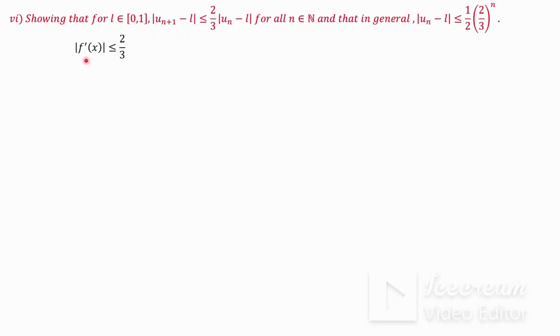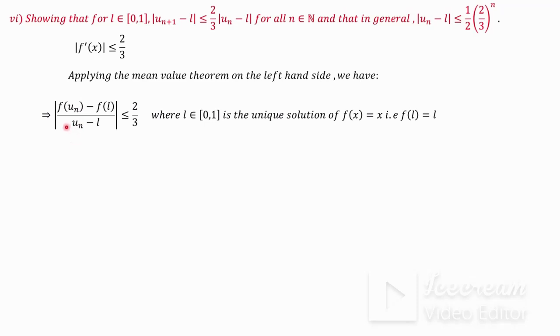We know that the absolute value of f prime of x is less than or equals to 2/3. We prove it actually. Yes. Now if we apply the mean value theorem on the left hand side, what are we going to have? We are going to have the absolute value of f of un minus f of L, divided by un minus L, less than or equals to 2/3, where of course L belongs to the interval 0 to 1, is the unique solution of f of x equals x, that is f of L equals L actually.